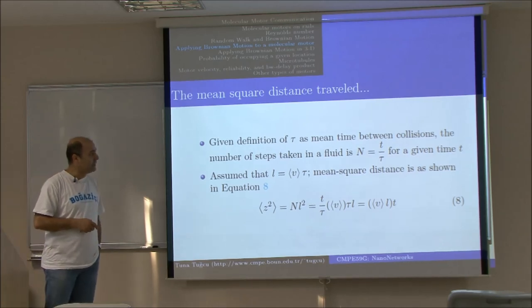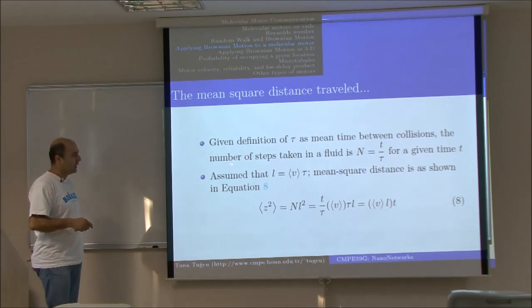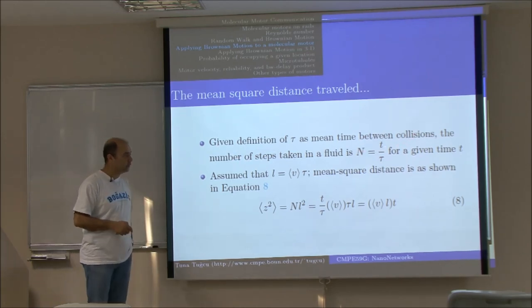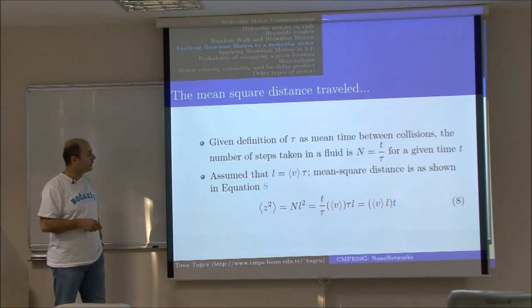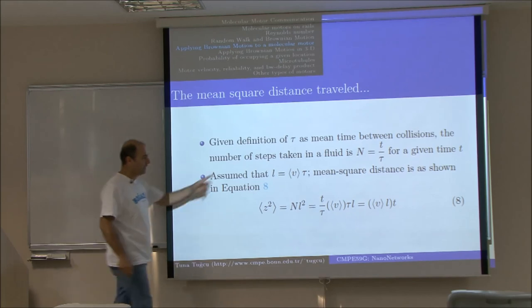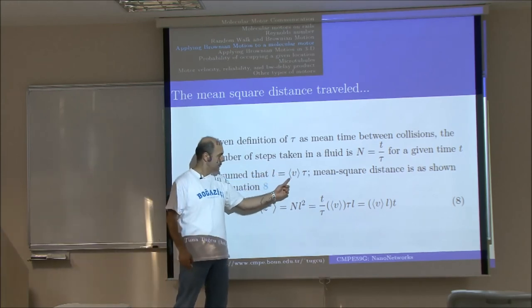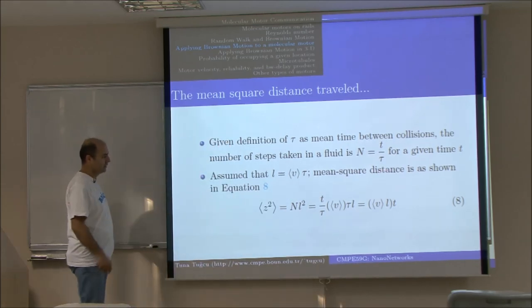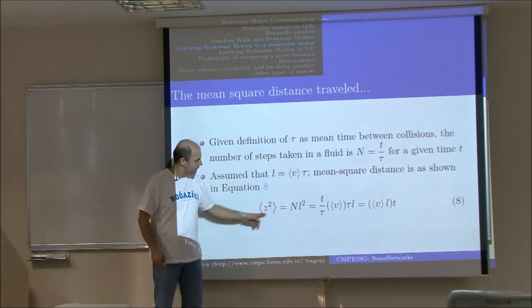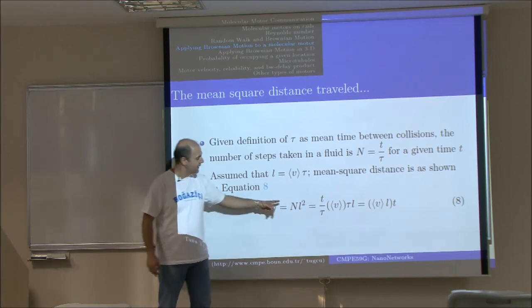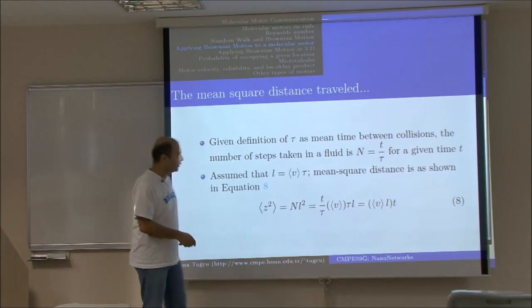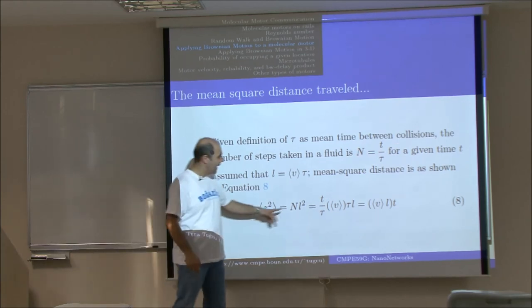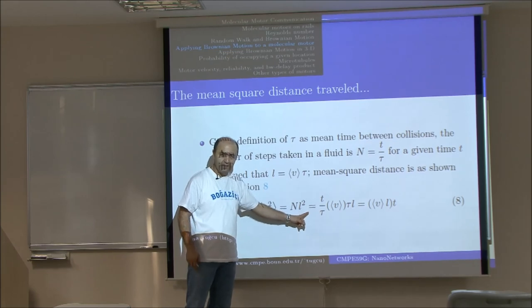So defining tau as the mean time between collisions, for some given time t, the number of steps taken in the fluid would be t over tau, just divide those two values. And assuming that L was, remember our previous assumption, the mean speed times the duration, the mean square distance can be shown as expected value of z squared equals n l squared. Substitute the values: substitute t over tau for n, and instead of l squared write l times l.